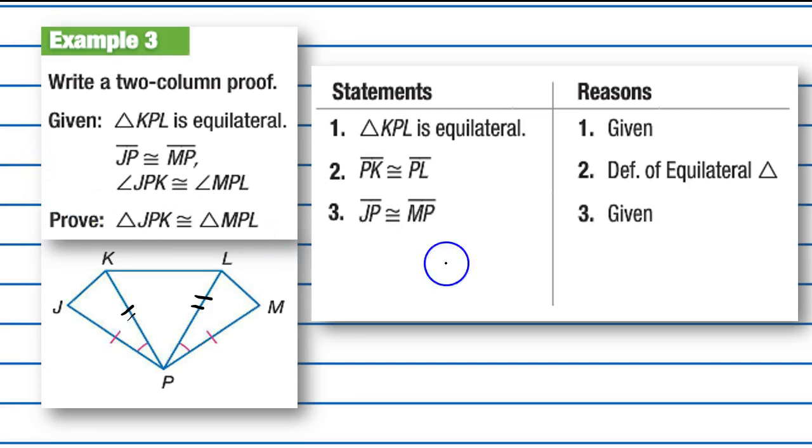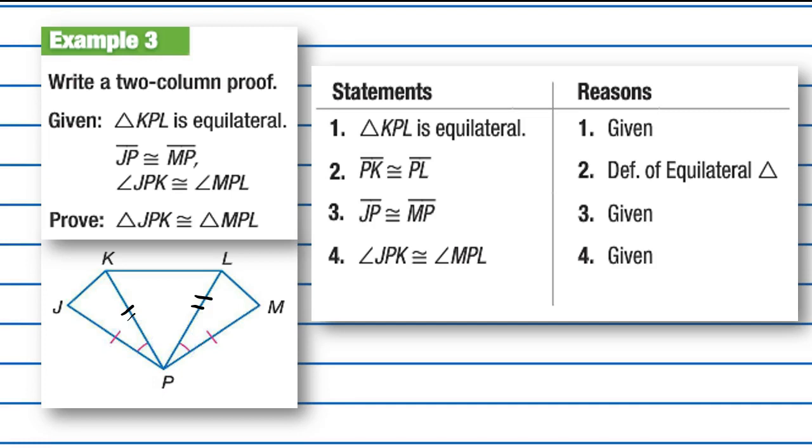Then we're going to go back to our given because we can't do anything else with the definition of the equilateral triangle. But what we can now say is that JP is congruent with MP, which we know because it is given. And then we should look again and we're like, oh, I have another given because I'm stuck from my third step to get to my fourth step. So let's go back to our givens. Well, they gave us another angle, angle JPK, which is congruent to angle MPL.